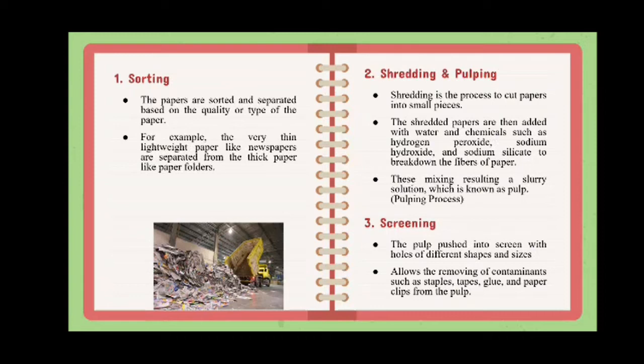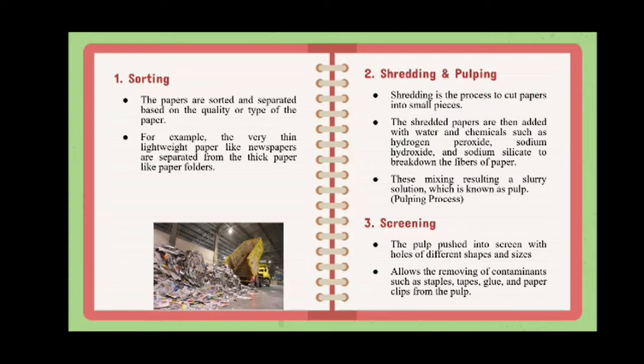And for the second step, shredding and pulping. Shredding is the process of cutting paper into smaller pieces. The shredded papers are then mixed with water and chemicals such as hydrogen peroxide, sodium hydroxide, and sodium silicate to break down the fibers of the paper. This mixing results in a slurry solution known as pulp, and this process is called the pulping process.